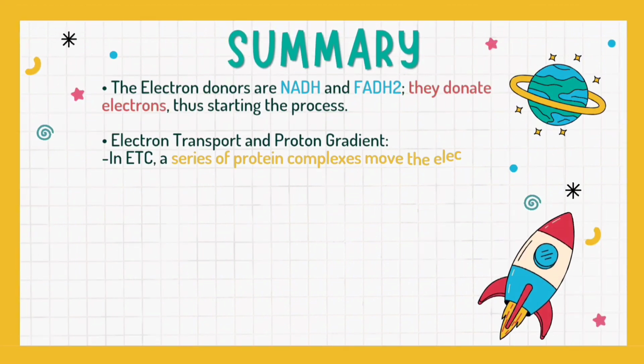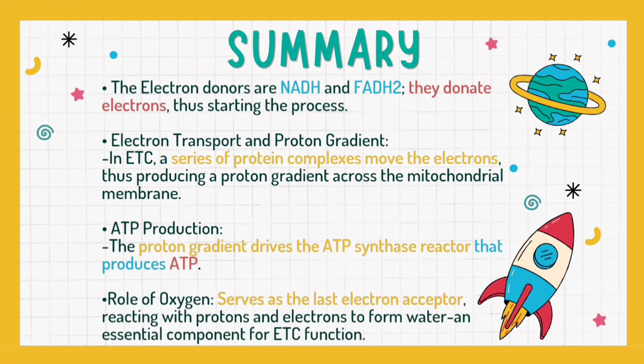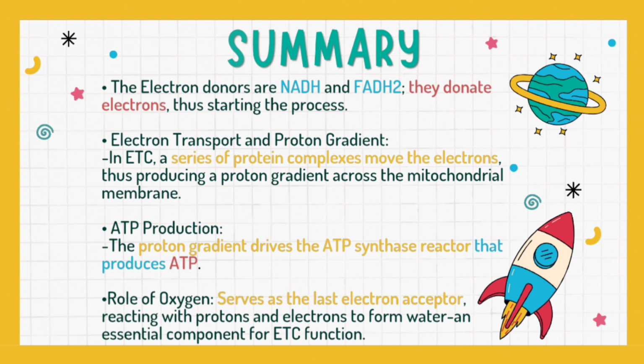The electron donors are NADH and FADH2. They donate electrons, thus starting the process. NADH and FADH2, produced in earlier stages of cellular respiration, donate electrons to the ETC, initiating the process. Electron transport and proton gradient.